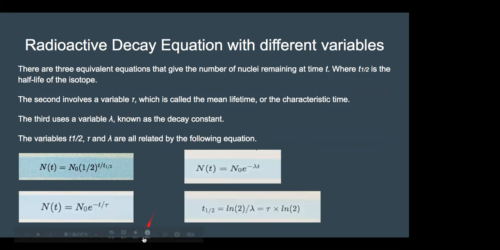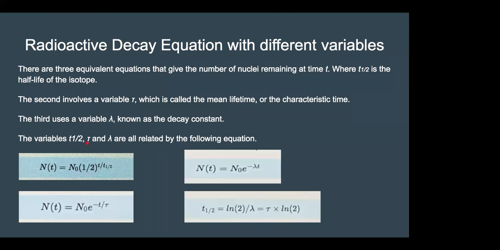And these are several radioactive decay equations with different variables. These are three equivalent equations that give the number of nuclei remaining at time t, where t 1/2 is the half-life of the isotope.